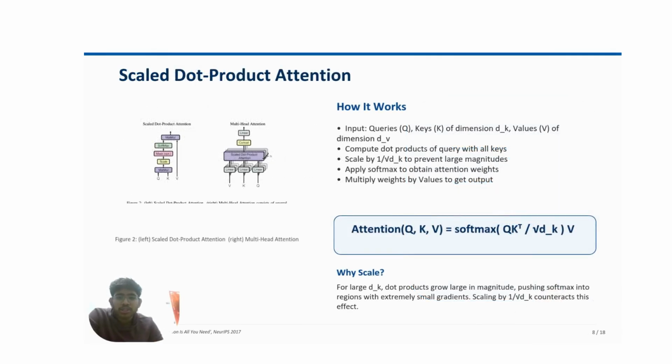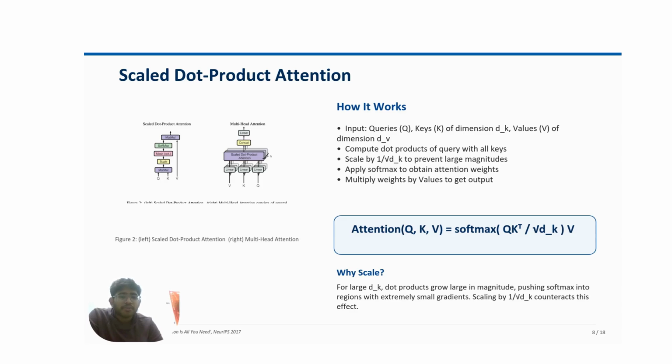Now let's see how scaled dot product attention works. Scaled dot product attention is the core operation of the transformer. It operates on three inputs: queries, keys, and values. The idea is to measure how much attention a query should pay to each key and then use these attention weights to compute a weighted sum of values.